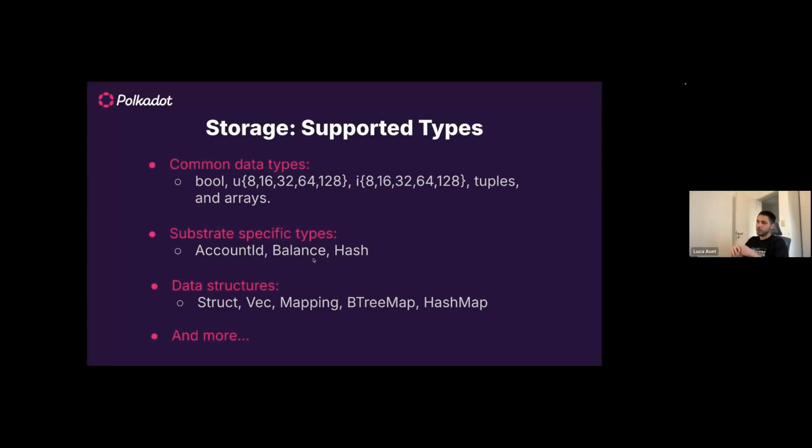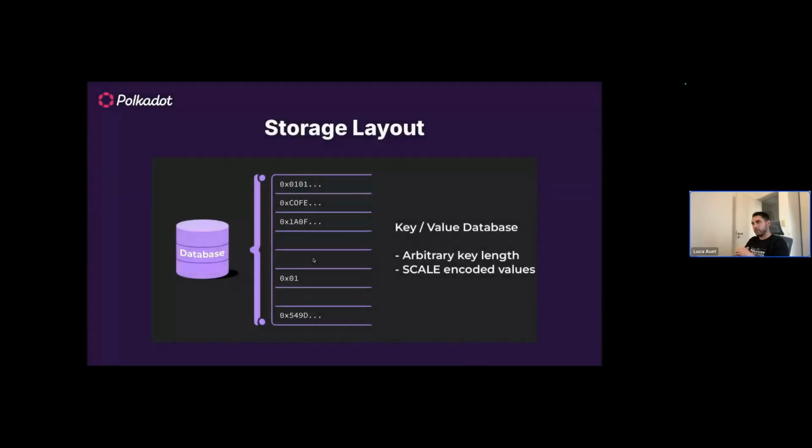Okay. Also, we can have data structures like Vec, Mapping, BTreeMap, HashMap, and more, because you basically can create your own data structures. You can import other ones. You can do whatever you want here. But now, as you know, deploying smart contracts and using smart contracts is not free, because it consumes gas, it takes space in the blockchain, so someone has to pay for it. Okay, so it's important to understand how the data is stored in order to make it a little bit more efficient.